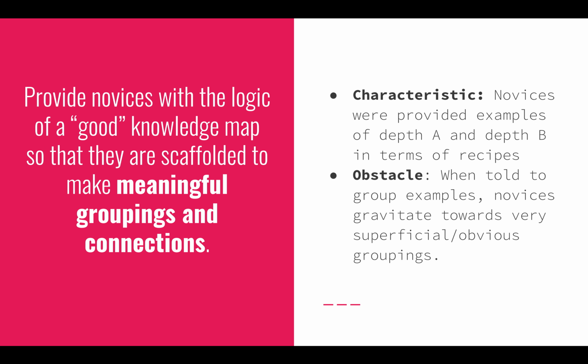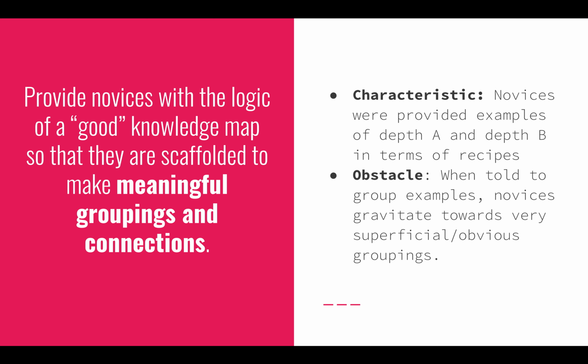The second design argument is to provide novices with the logic of a good knowledge map so that they're scaffolded to make meaningful groupings and connections. The most important part of this design argument is the last bolded part, meaningful groupings and connections. Because I noticed in the pre-test that when participants were provided minimal scaffolding, they gravitated towards very superficial or obvious groupings that did not push them to explore the CSS code or implementation. And that became a huge obstacle. So this design argument hoped to address that directly.